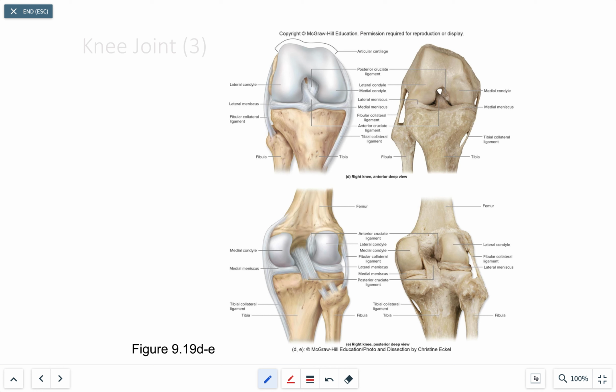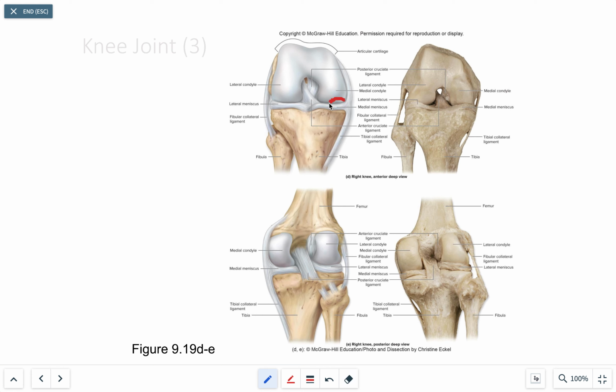This slide gives us the major ligaments for stabilization. So when we're looking at the major stabilization, again, we're looking at the right knee. This would be the anterior surface. This one would be the fibular collateral ligament. You can see it's a little bit thinner. So this area here. You can also see the lateral meniscus versus the medial meniscus.